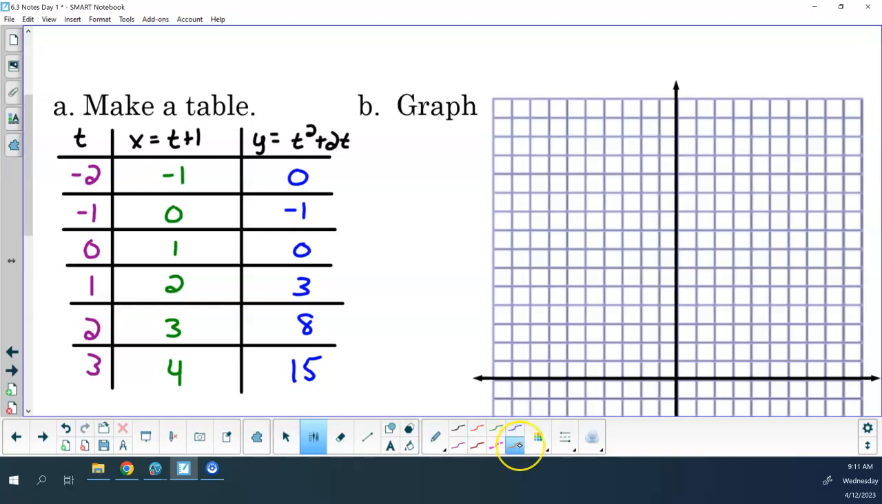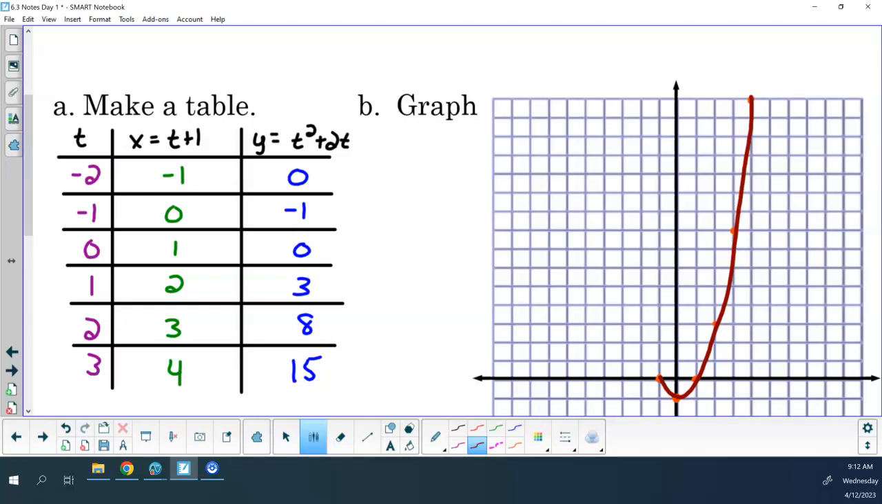So now I got to go over and I got to plot those points. Negative 1 comma 0 be right there. 0 comma negative 1 be right there. 0 comma 0, oops, that breaks. 1 comma 0, sorry, I was getting my eyes crossed on lines. 2 comma 3, 1, 2, and 3 is there. 3 comma 8, 4, 5, 6, 7, 8 be there. 4 comma 15, 9, 10, 11, 12, 13, 14, and 15. Right there, no arrowheads. Yes?